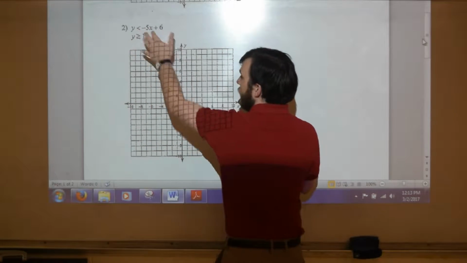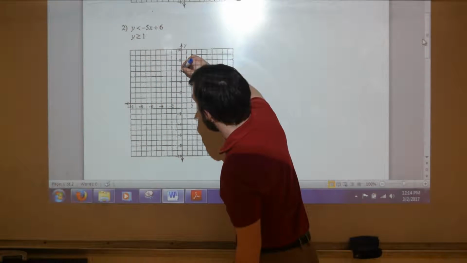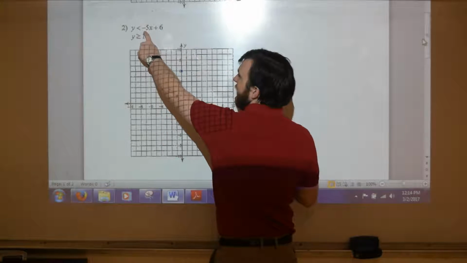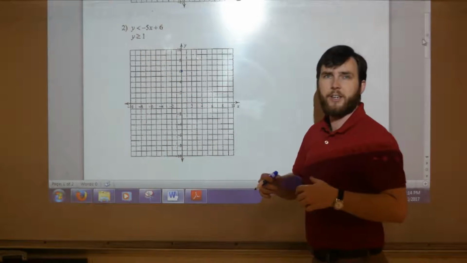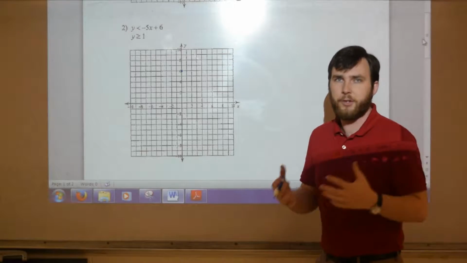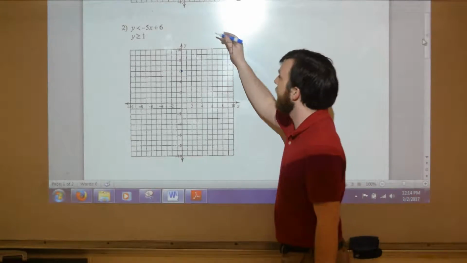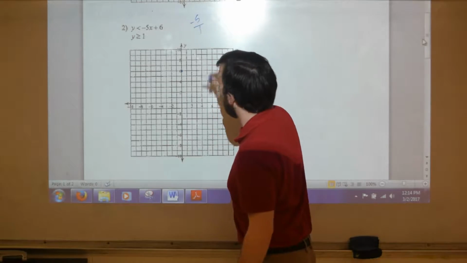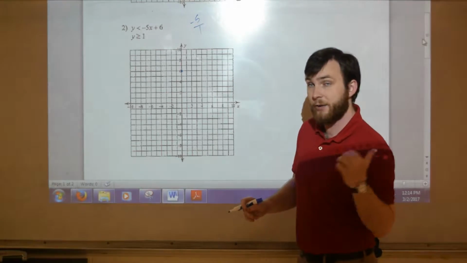So for this first one, we have a y-intercept of 6, and we have a slope of -5. Now if you're thinking -5 over what, because our slopes were fractions last time, that is -5 over 1. So we're going to go down 5, right 1.